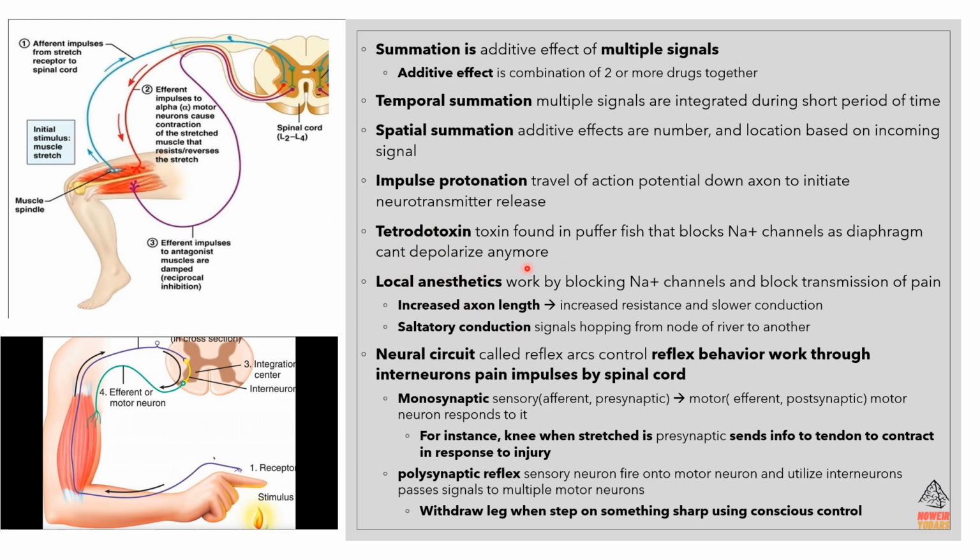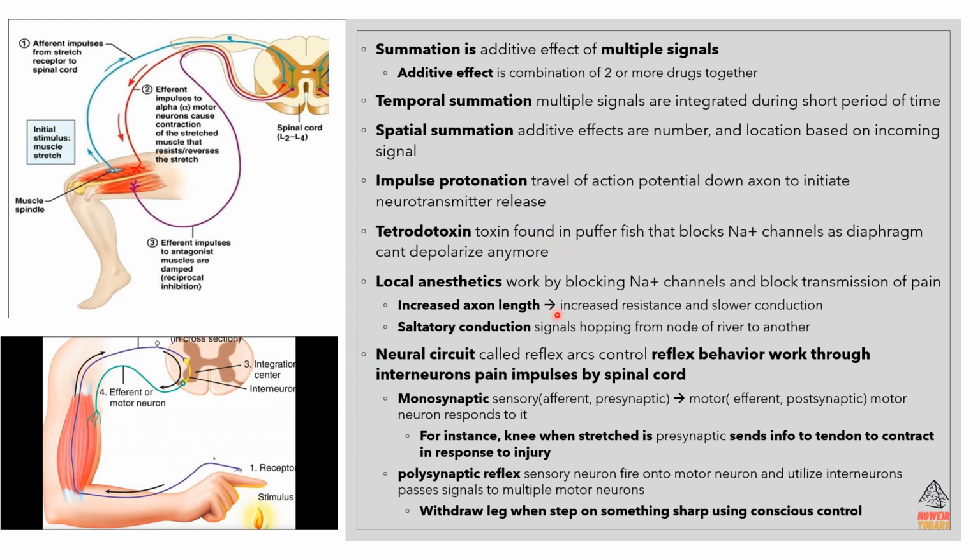Do you guys know the pufferfish? Even if you don't, search up a pufferfish. Tetrodotoxin is the toxin found in pufferfish that blocks the sodium channels in the diaphragm, and the diaphragm can't depolarize anymore. The danger of that means you can't breathe, you start to suffocate because there's no more action potential. One small piece is missing, right? And then boom, you suffocate and stuff like that.